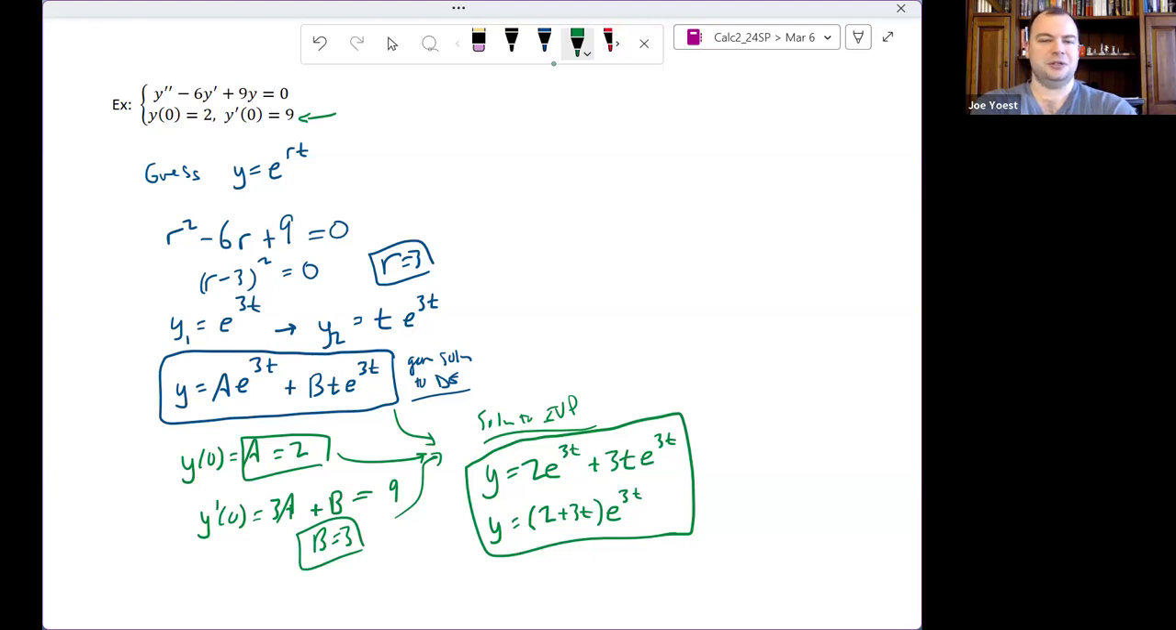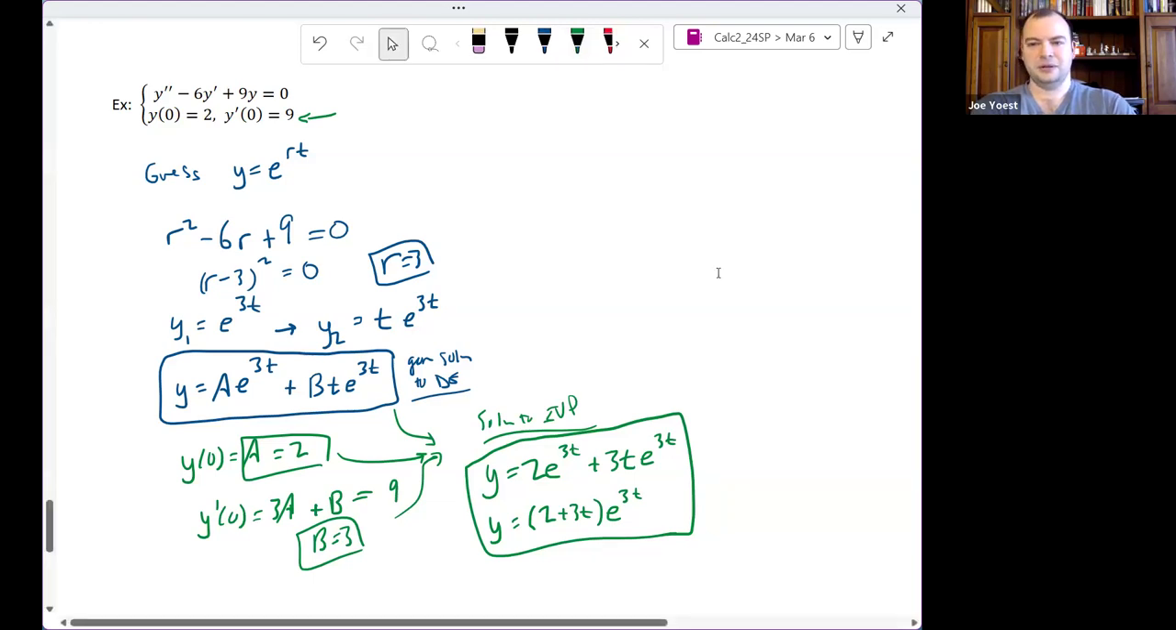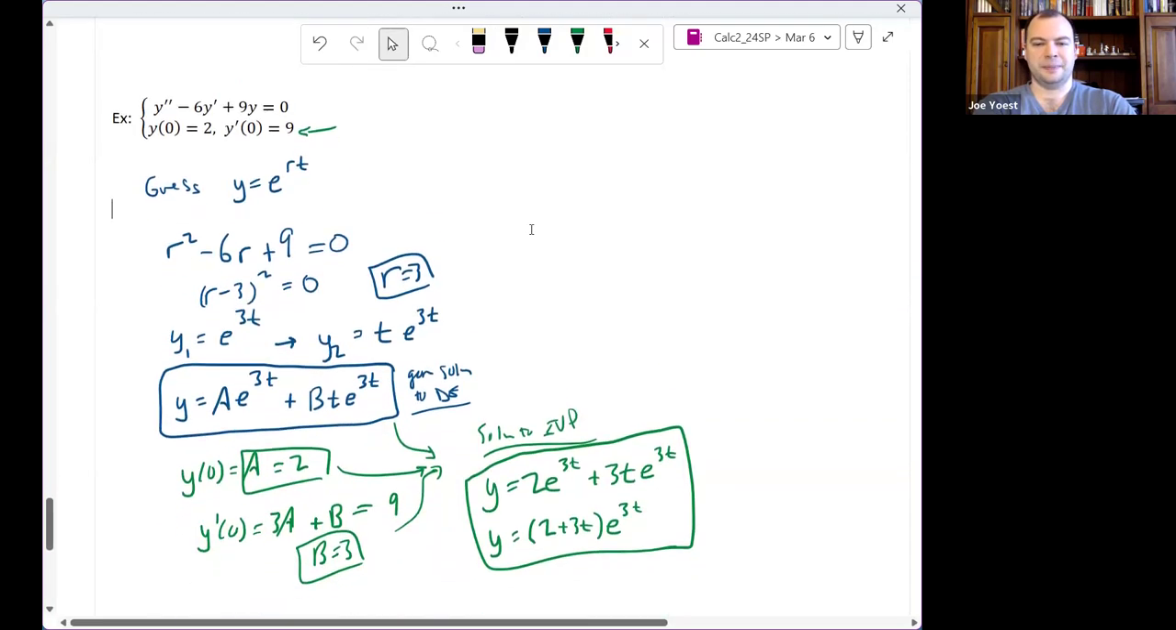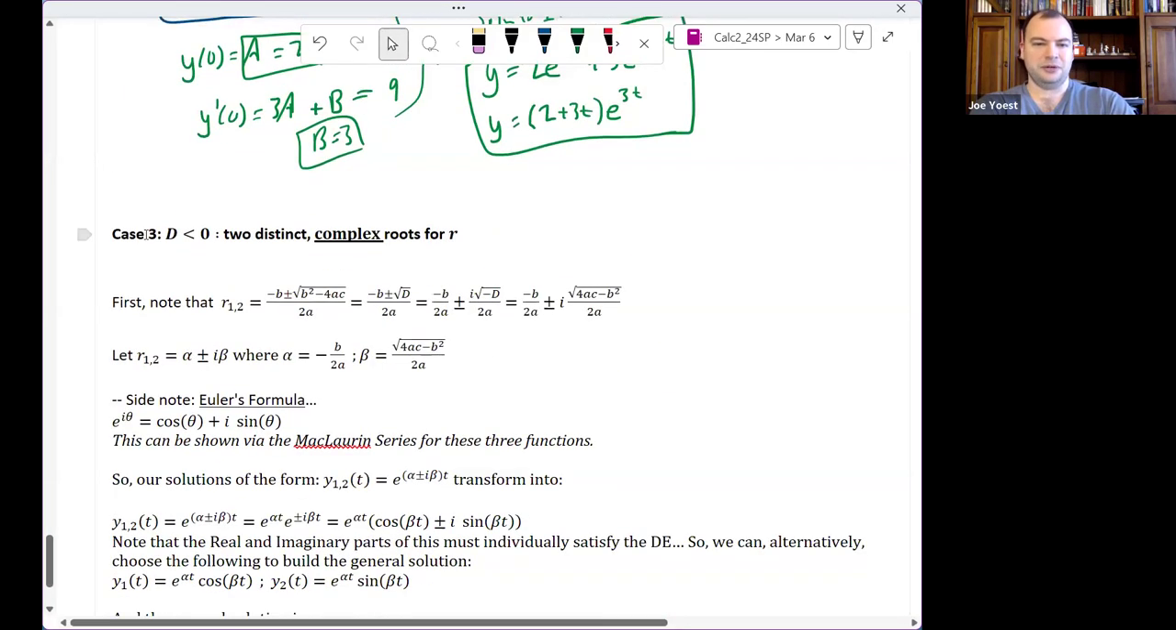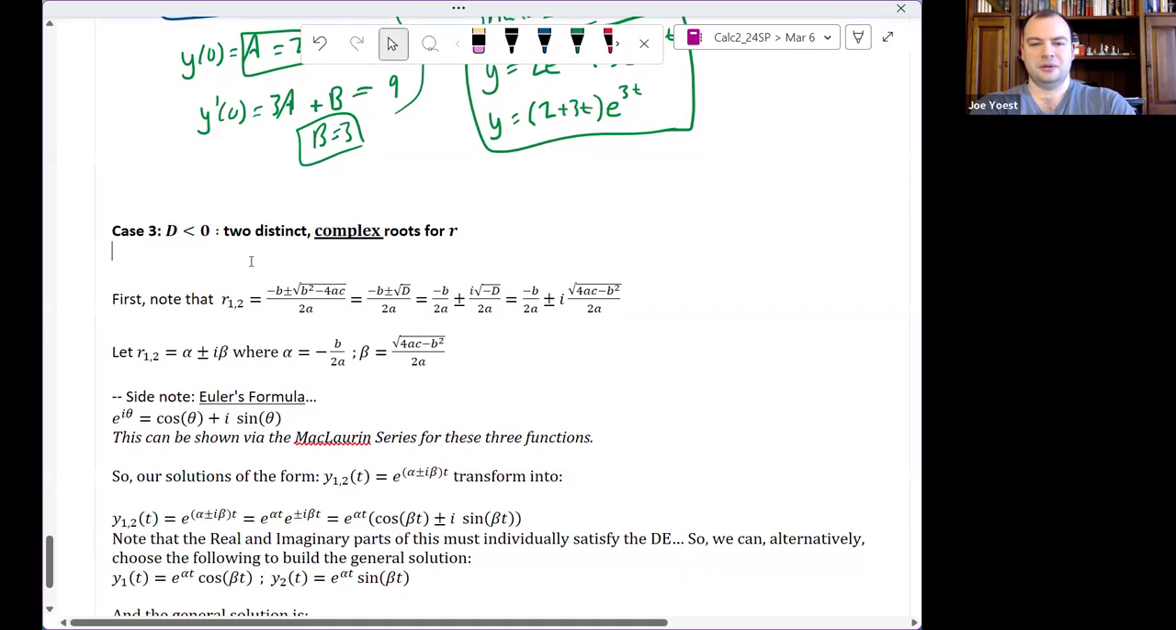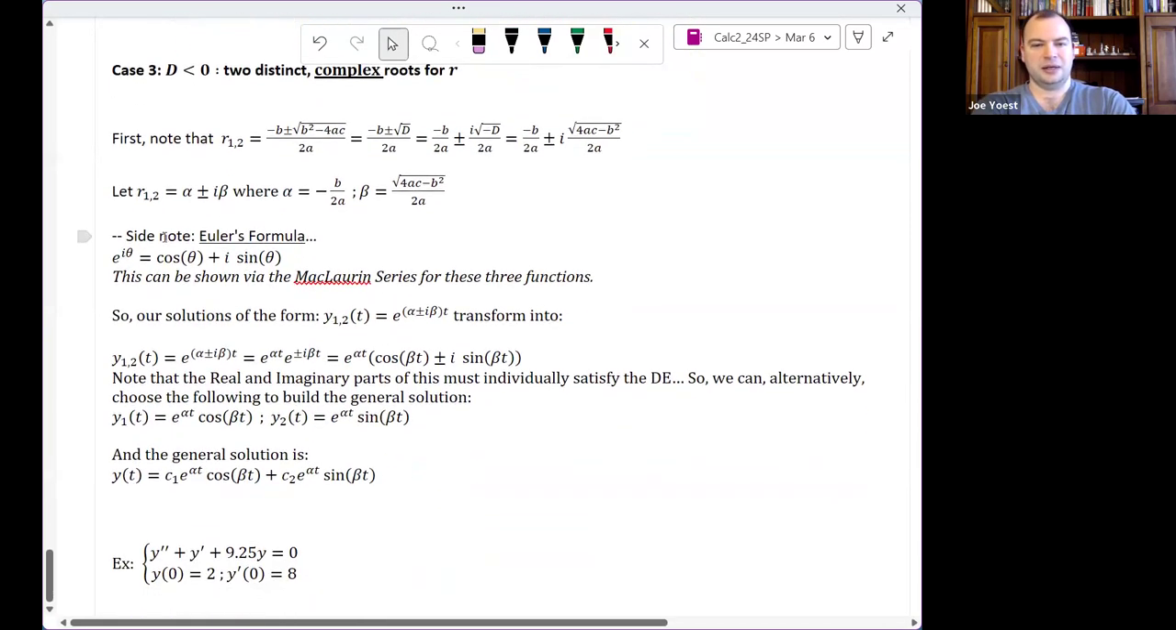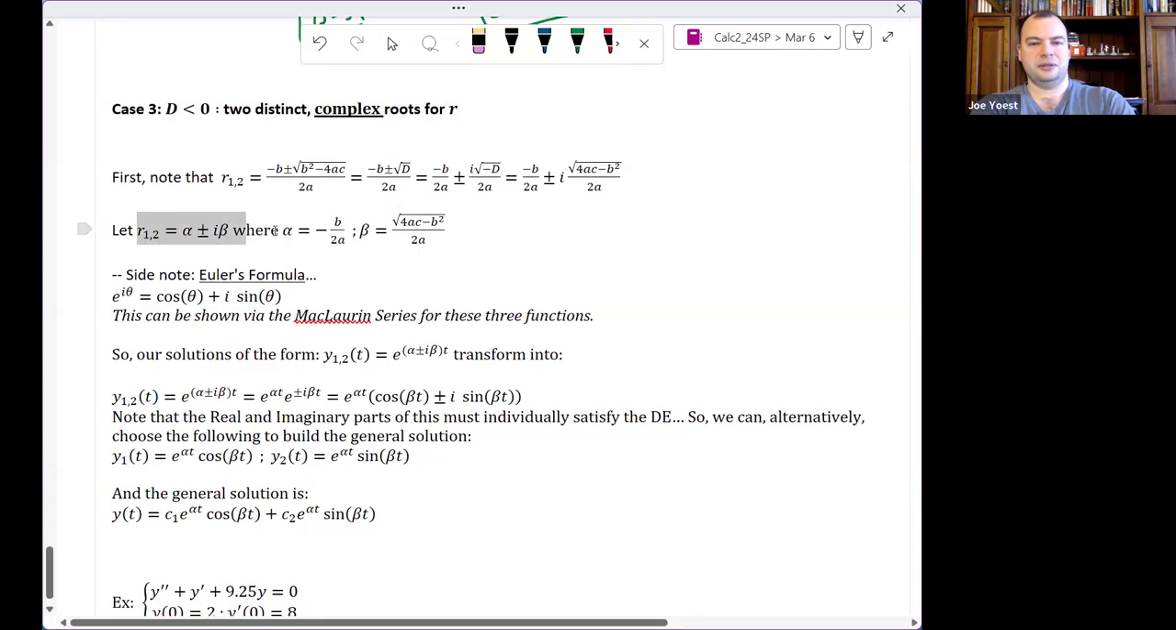Any questions on this one? Or anything we talked about so far? We will leave the complex case for a supplemental video. We will run into imaginary numbers and complex numbers here. We'll have to use Euler's formula.